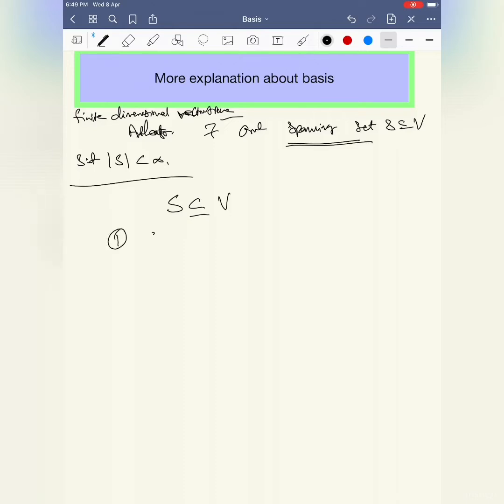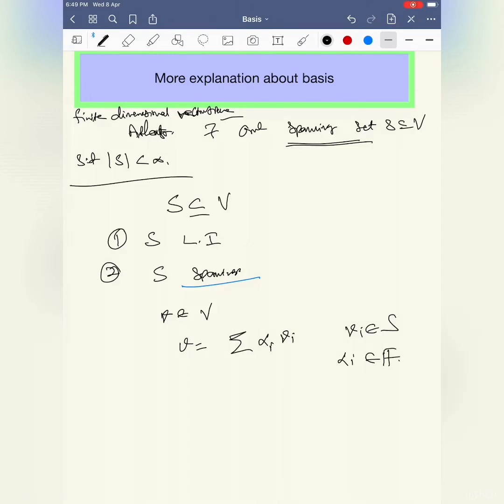What is the set? One, S is linearly independent. Second, S is spanning. That means we will later on prove that every vector belongs. So spanning means what? By definition, every vector from V can be written as a summation of alpha i Vi, where Vi is from this S and alpha i is from this F. This is the idea, and later on we will see more about this.